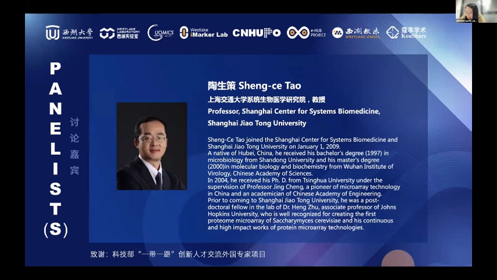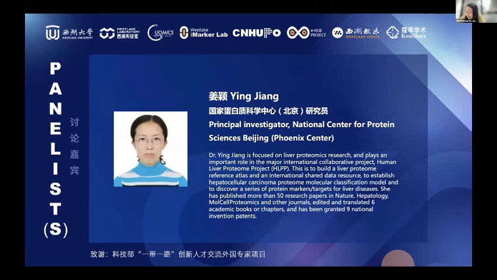Dr. Yin Jiang is focused on liver proteomics research and plays an important role in the major international collaborative project, Human Liver Proteome Project. This is to build a liver proteome reference atlas and an international shared data resource, to establish a hepatocellular carcinoma proteome molecular classification model and to discover a series of protein marker targets for liver diseases. She has published more than 50 research papers in Nature Hepatology and many other journals. And she has edited and translated 6 academic books or chapters and has been granted 9 national invention patents.